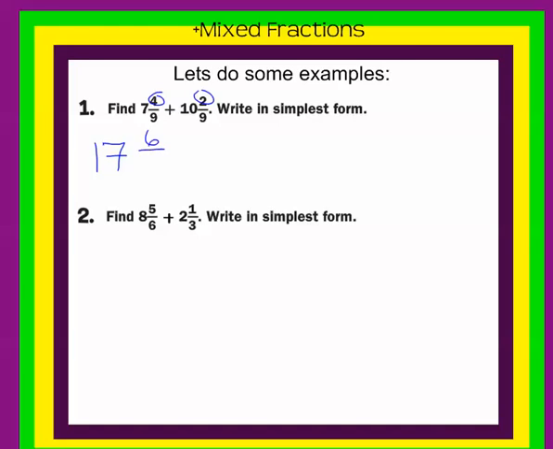That gives us 6/9. We're always looking to simplify the fraction, so we are going to factor out the 3 in the 6 and the 9, and that will give us 17 and 2/3. Notice we did not divide the 17 by 3. We're only dividing the fraction parts, the numerator and the denominator, by that common factor.